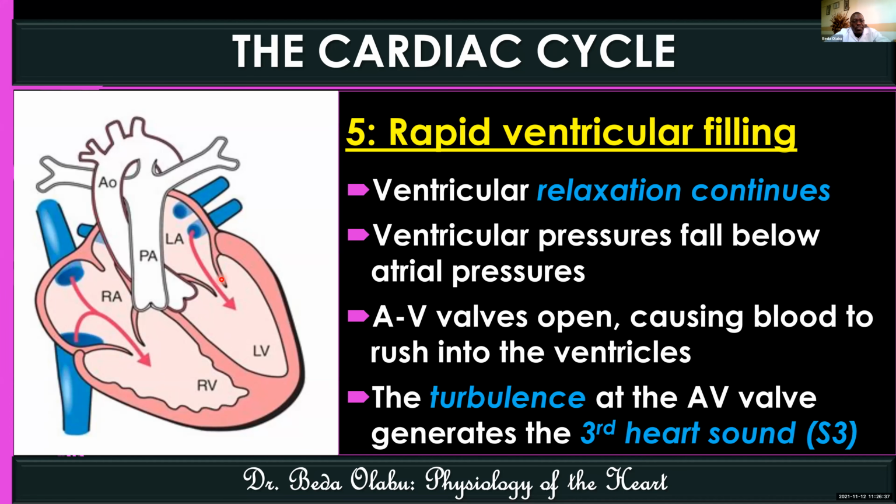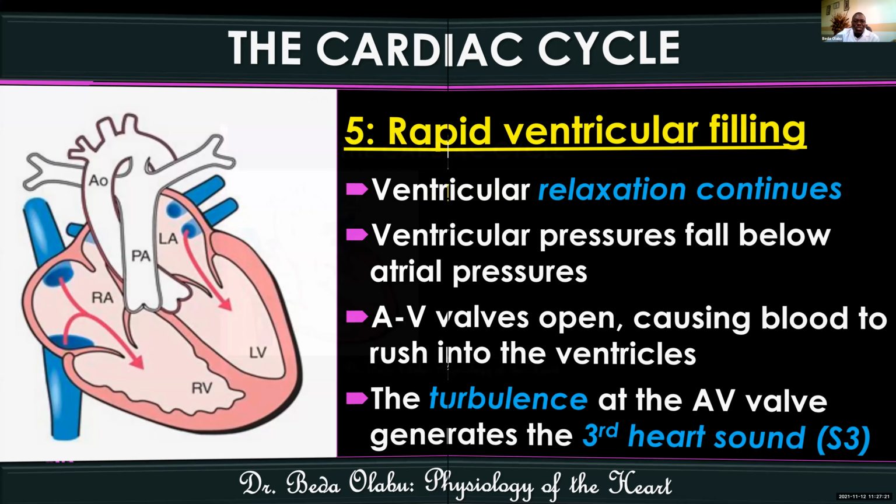So S3 and S4 are caused by turbulence when blood moves from the atria to the ventricles through the AV valves. S1 and S2 are due to closure of the valves. Take note. Right, that is rapid ventricular filling. What is the end point to this? The end point to this is when the pressures in the ventricles will be near equilibrium to that of the atria. That is when blood will no longer move to the ventricles, or at least not significant.